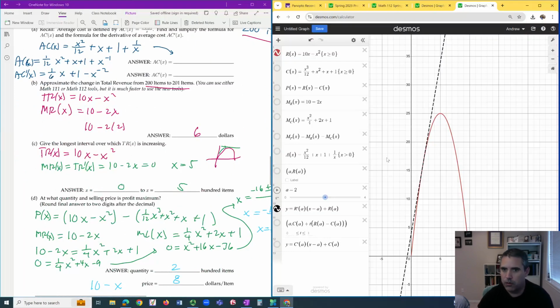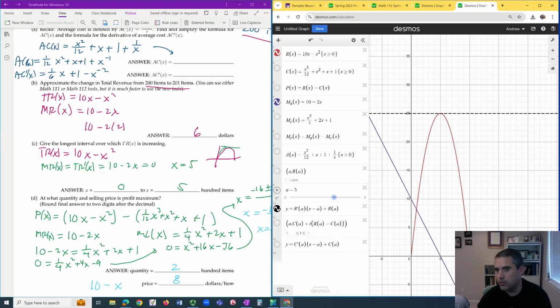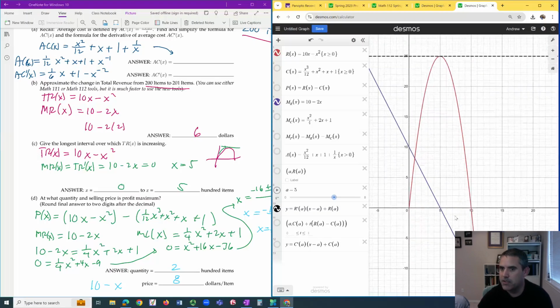Okay, give the longest interval when this is increasing. Well, it stops increasing when it gets to the top, wherever that might be. So it sure would be nice to draw its derivative, which we can. We call it marginal revenue. And then we have the same thought process of marginal revenue is positive, which means uphill, and then negative, which means downhill. So the place where the marginal revenue is 0 is when your total revenue is highest. So it's going to be uphill from 0 to 5.